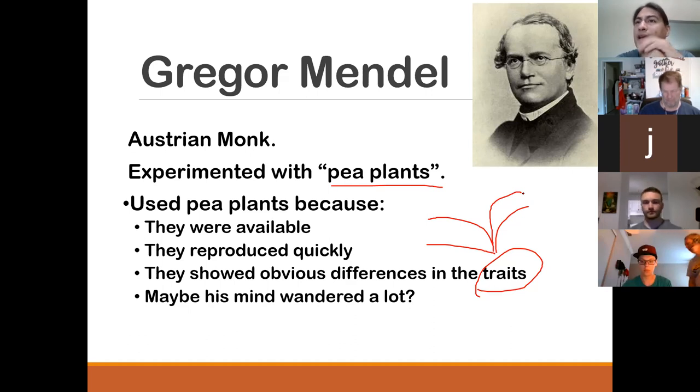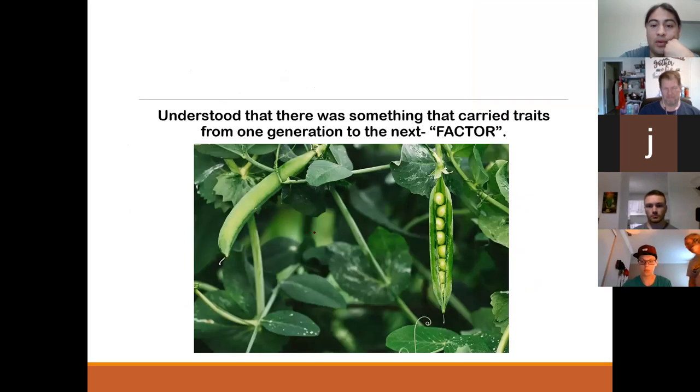Like when I'm mating or breeding some different types of pea plant, I get these results, these types of flowers or these types of fruits. And I want to understand how this process happens, right? So he understood that there was something called the factor, something over here, that was carrying these traits from one generation to the next, because he was like, I'm breeding purple flowers with purple flowers, and then I'm going to get purple flowers.